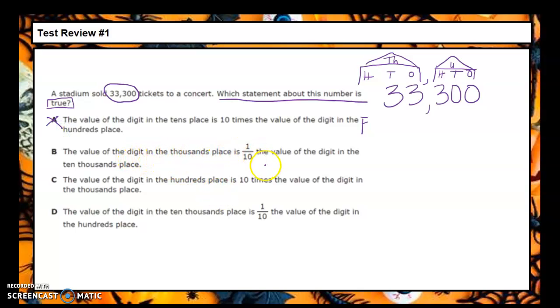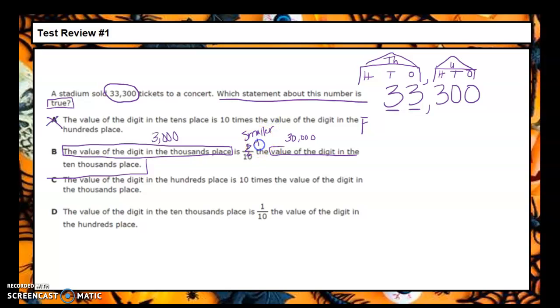The value of the digit in the thousands place, okay, so I have 3. So all of this right here, the value of the digit in the thousands place, that's 3,000, is 1/10. So remember when we did this, 1/10 the value of the digit in the 10,000s place. So first let's find what's the value of the digit in the 10,000s, okay, so right here's my 10,000, so its value would be 30,000. So when it says is 1/10 the value, that's the same thing as saying is smaller than. So is 3,000 smaller than 30,000? Yeah, that's true. Okay, so let's keep going.